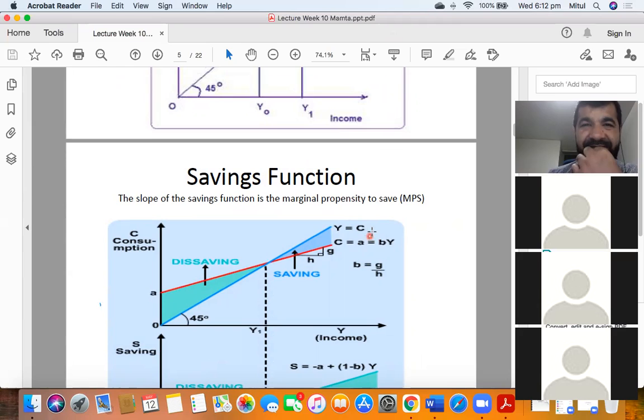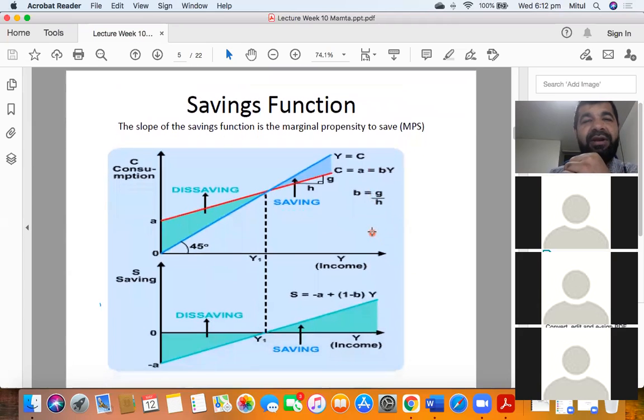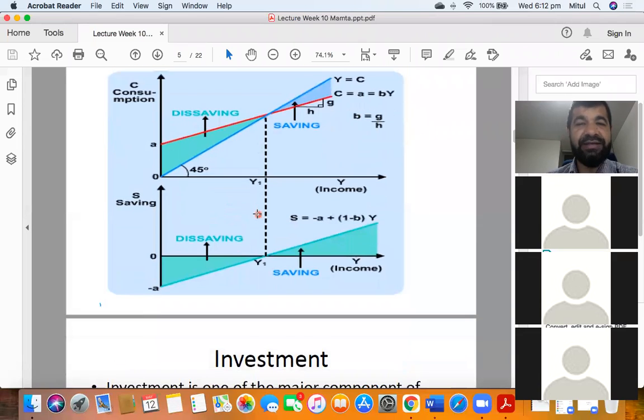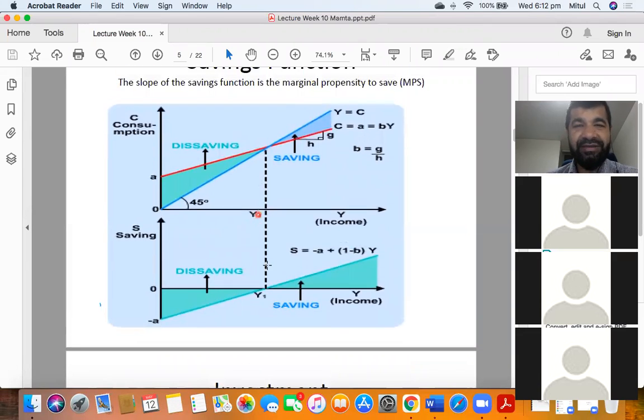All right, savings function. Now, when you talk about the savings function, this is our income and consumption relationship here, and the next one is showing you the income and savings model. So you see, this is where zero income is. This one we understand very well, right? This red line is your consumption line.